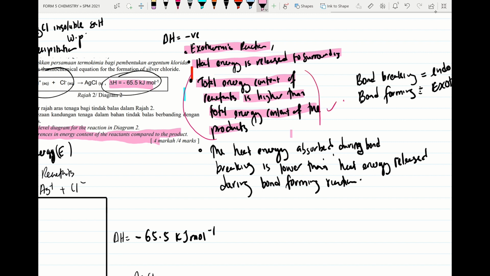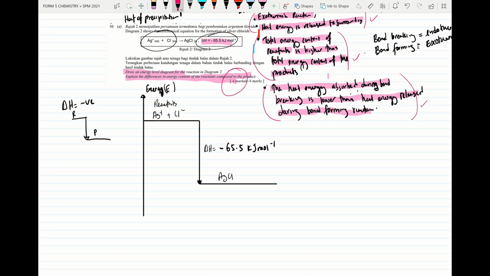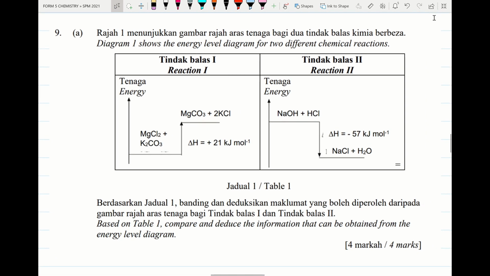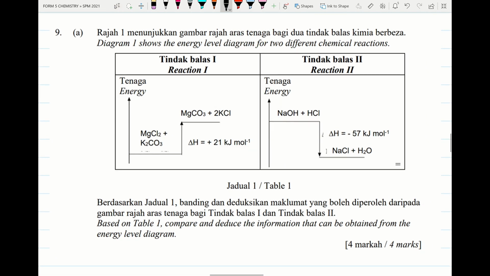And one more point that students should write: the heat energy absorbed during bond breaking is lower than the heat energy released during bond forming. So this point also we can write. Okay, any two points we can write, so we already score 4 marks here. So please practice, please go through this question. All right, so try to check this question. We try to read this question together.